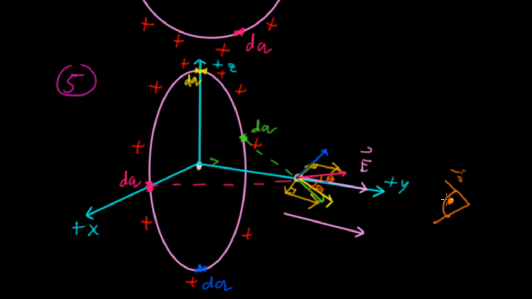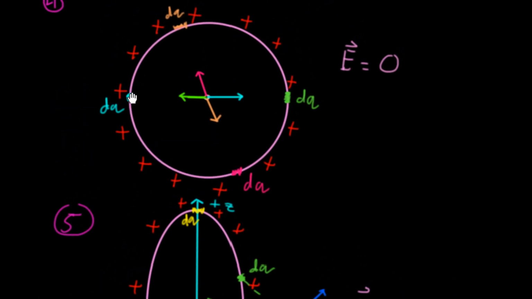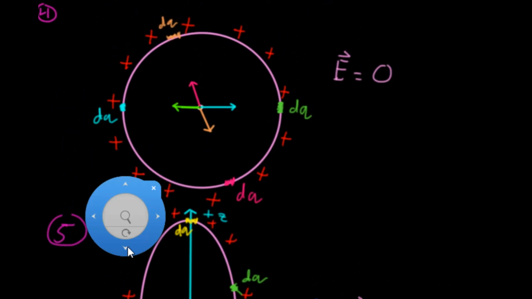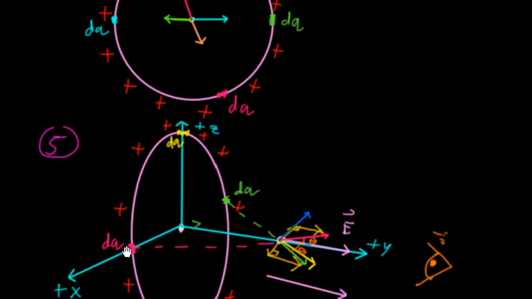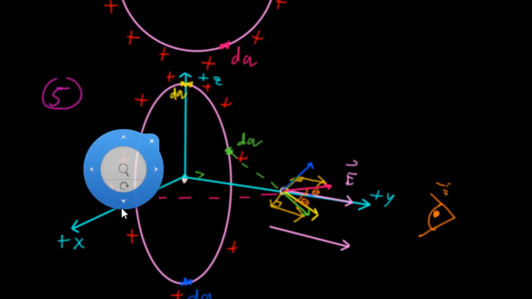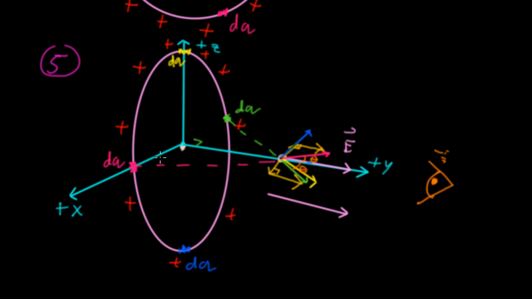So again, I hope that was helpful. And imagining slicing up these charge distributions into infinitesimal amounts of charge, into dQs, and then imagining the electric field vector due to each dQ, and then seeing if some pattern emerges of how their components cancel each other out, or how the vectors cancel each other out.